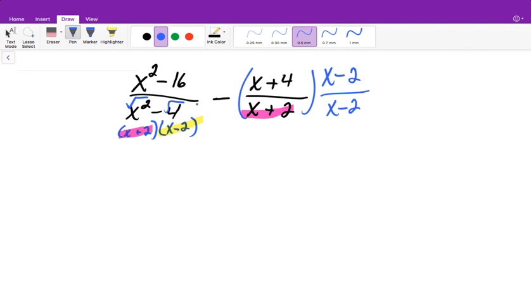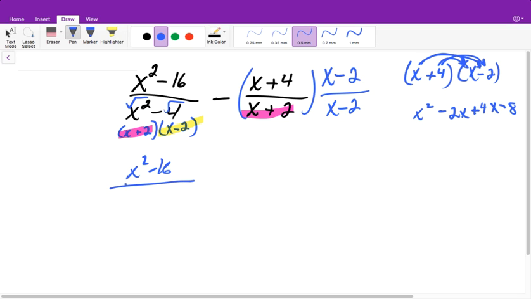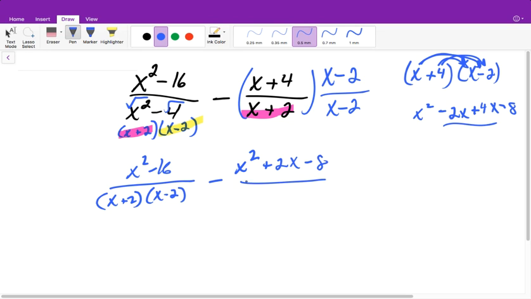Right, so now I need to multiply the numerator, so I'm just going to do it off to the side here. So x plus 4 times x minus 2. So this will then give me x squared minus 2x plus 4x minus 8. So then this will give me x squared minus 16 over top of x plus 2 times x minus 2 minus x squared. This adds to plus 2x minus 8 all over top of x plus 2 times x minus 2.